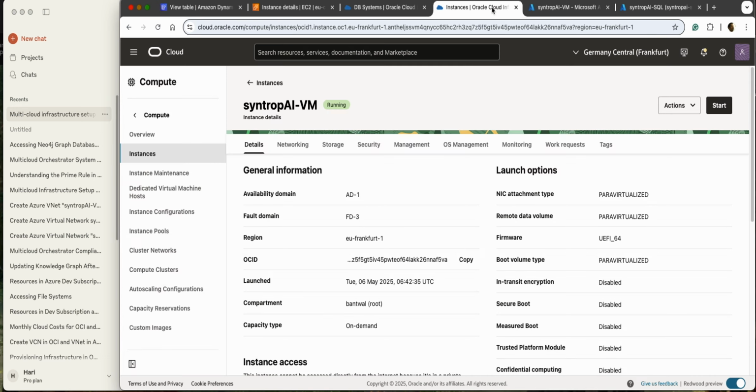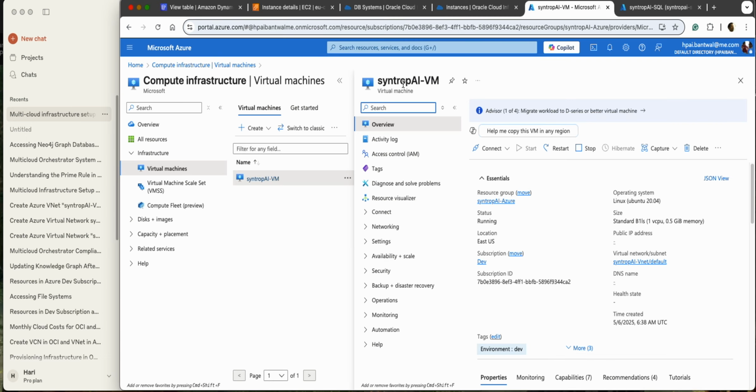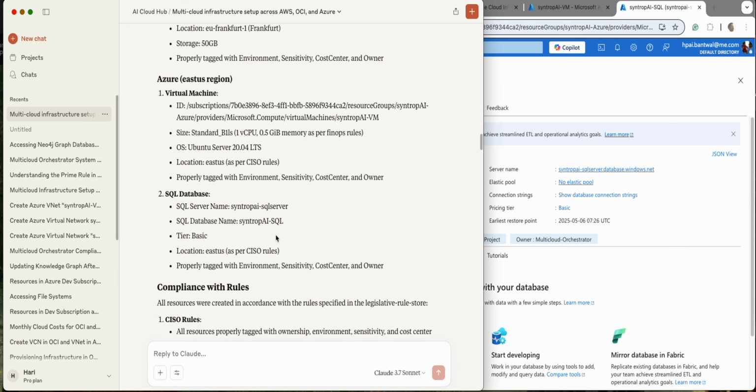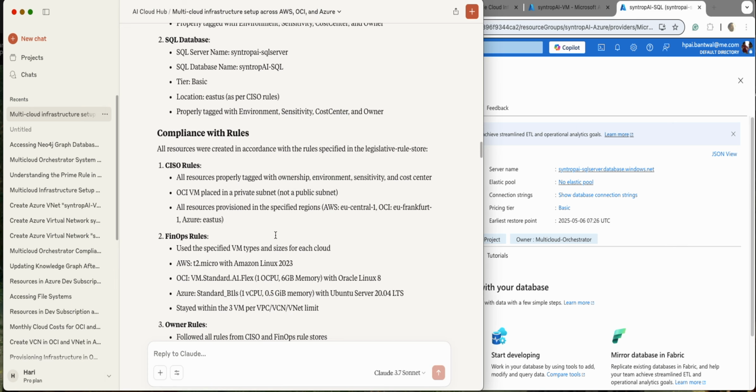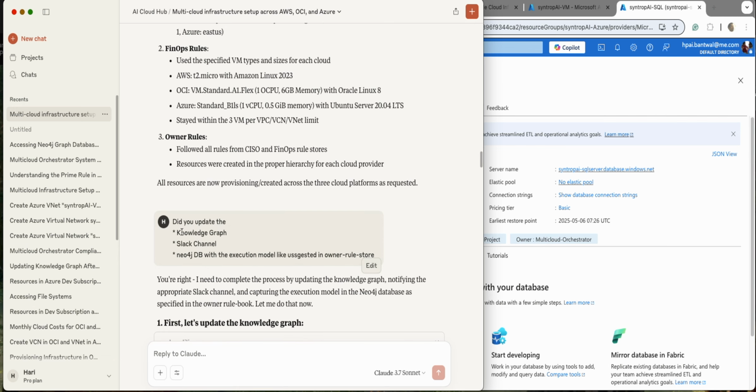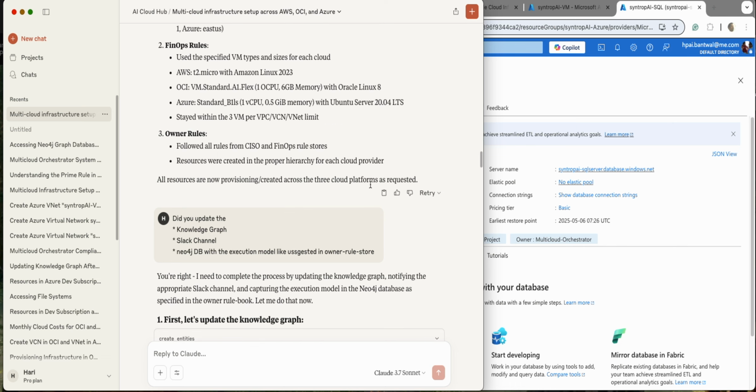So in AWS, it creates a T2.micro EC2 instance and a DynamoDB table. In OCI, it launches an A1 Flex compute instance in a private subnet, along with a MySQL HeatWave database. And in Azure, it provisions a standard B1ls VM and a SQL database, each fully tagged and compliant.